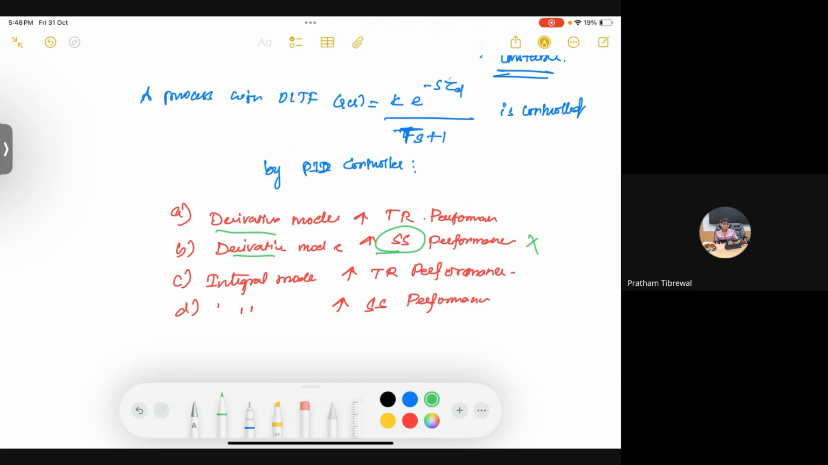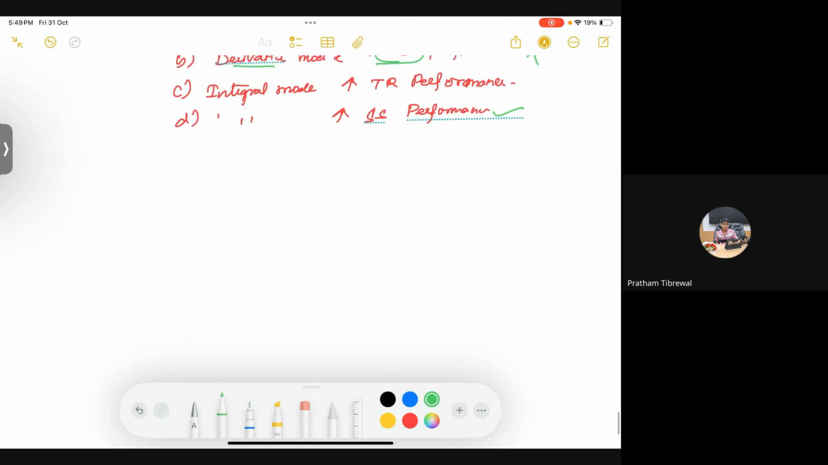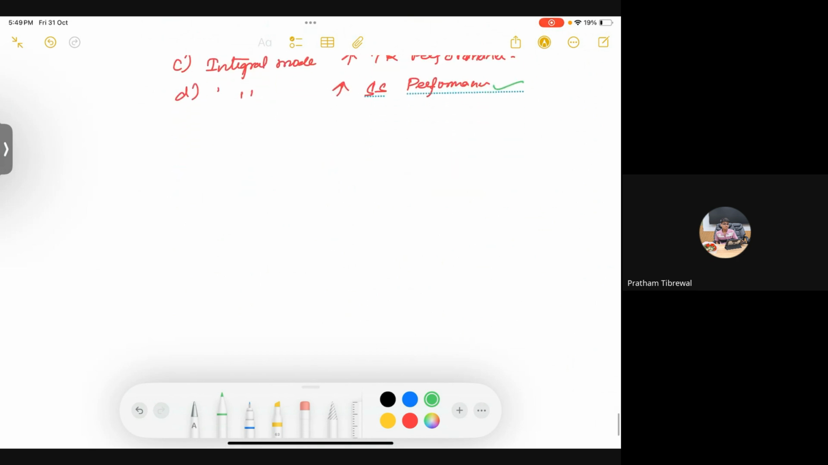If this is being ruled out, integral will improve the steady state, while derivative will improve the transient responses because it brings down the overshoot and it reduces the rise time. And it makes the response faster. So comparing all these things, derivative will improve the transient response while integral mode will improve the steady state performance. I hope this is clear. If you have any doubt, please let me know.